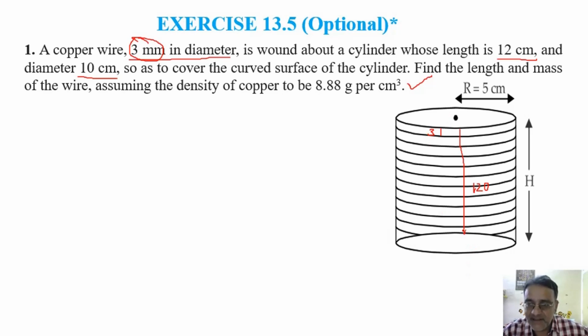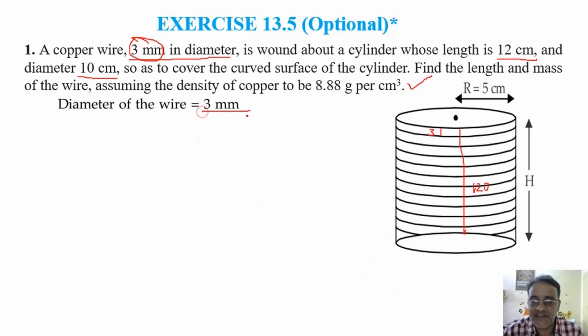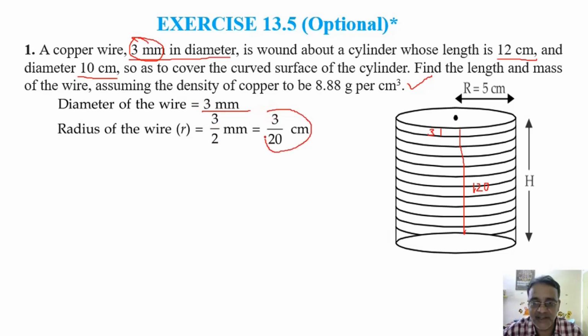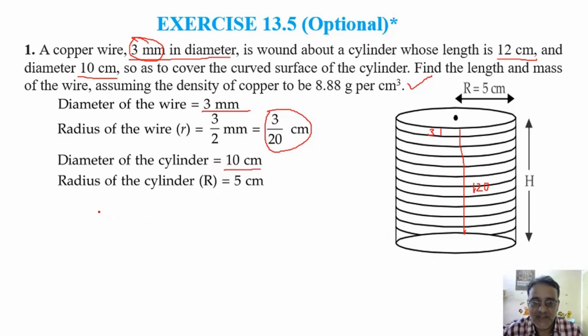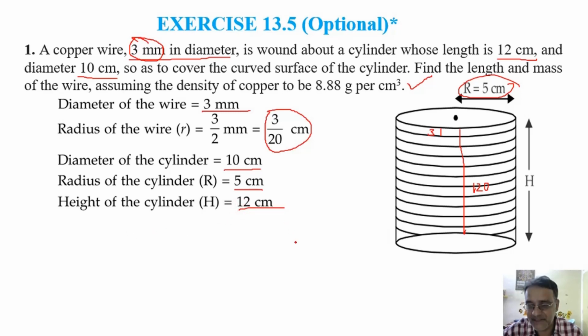So the total length is divided by the diameter. In one rotation, the length of the wire will be equal to the circumference. The diameter of the wire is given 3 millimeter, so the radius will be 3 by 2 millimeter. Convert to centimeter, so we get 3 by 20 centimeter. The diameter of the cylinder is given 10 centimeter, so the radius of the cylinder, that is capital R, is 5 centimeter. The height of the cylinder is given 12 centimeter.